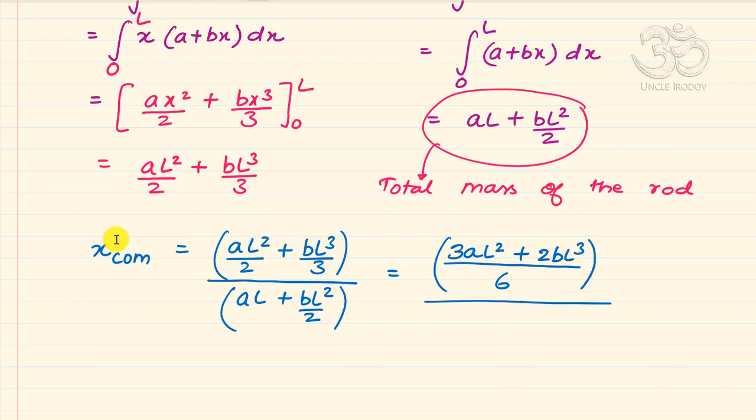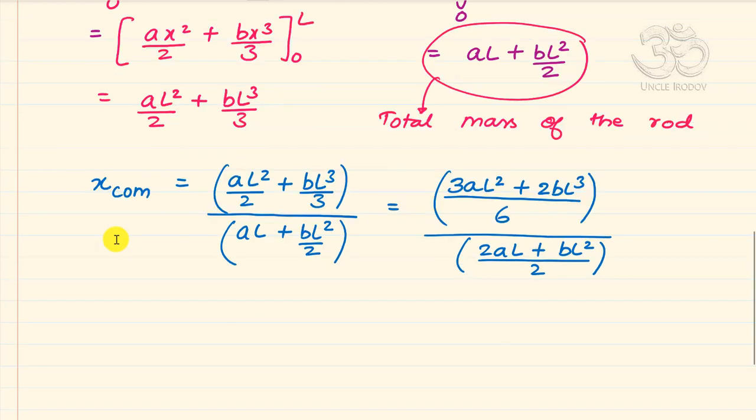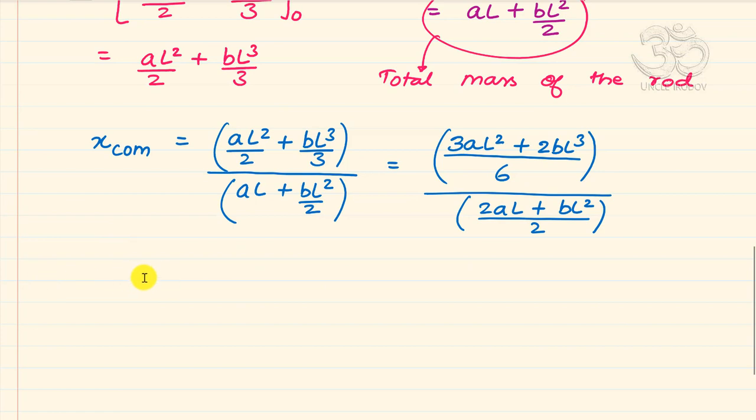This is the numerator, divided by (2aL plus bL square) divided by 2. That's the denominator, and which will eventually give you here, this will flip over, so 1 by 3 of, and maybe 1 L will cancel out, so you will have (3aL plus 2bL square) divided by (2a plus bL). This is the final result that you are going to get.